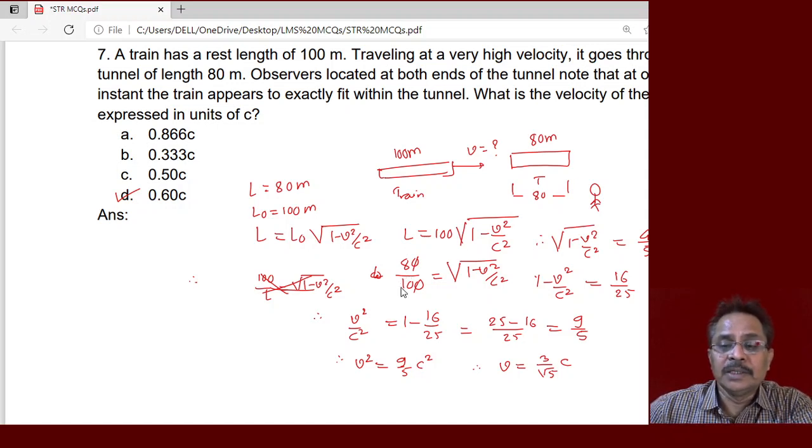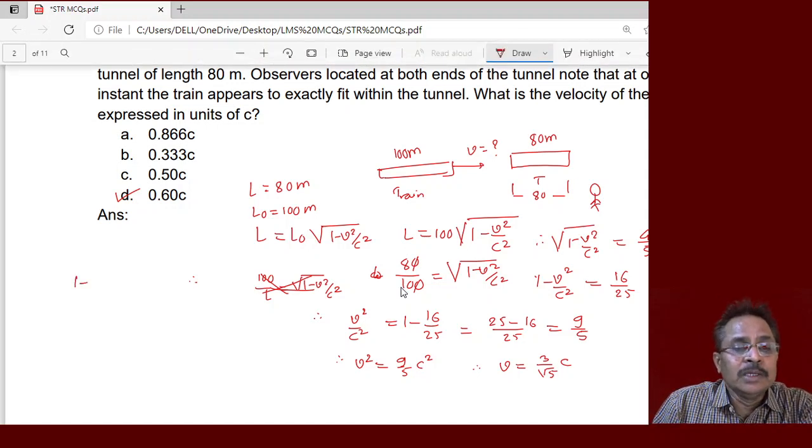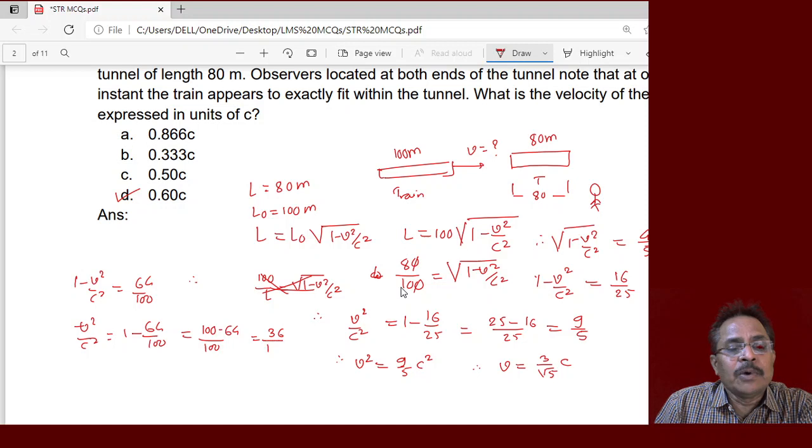There are other methods you can use. Instead of making this 4 upon 5, let it be 8 upon 10. If it is done this way, we do not need to go for this calculation. So 1 minus V square upon C square will be 64 upon 100. Then V square upon C square is 1 minus 64 upon 100. So it is 100 minus 64 upon 100.